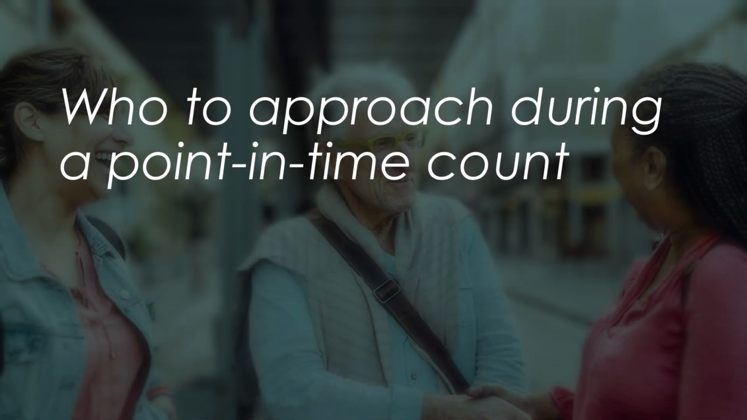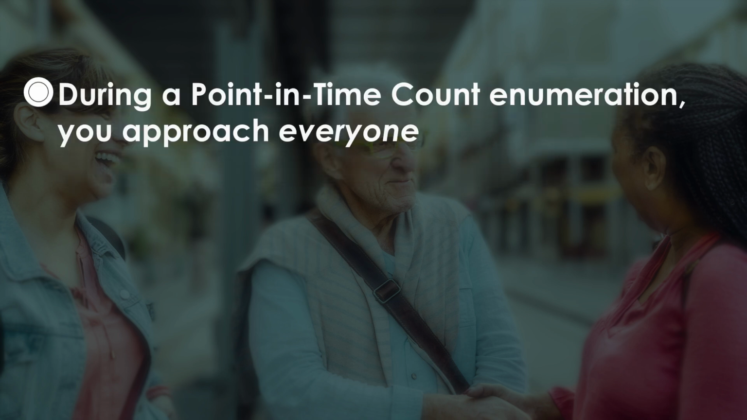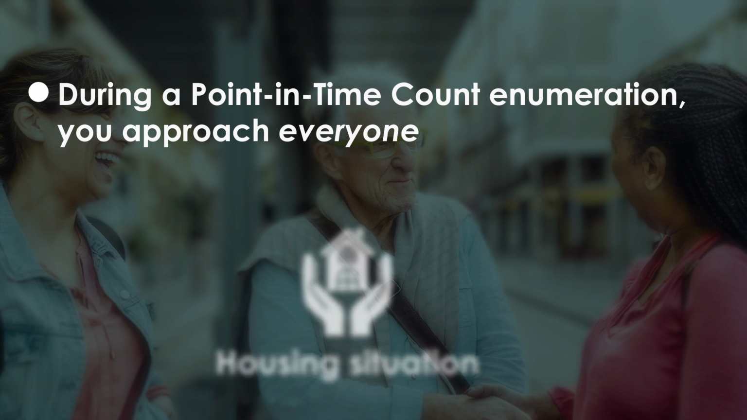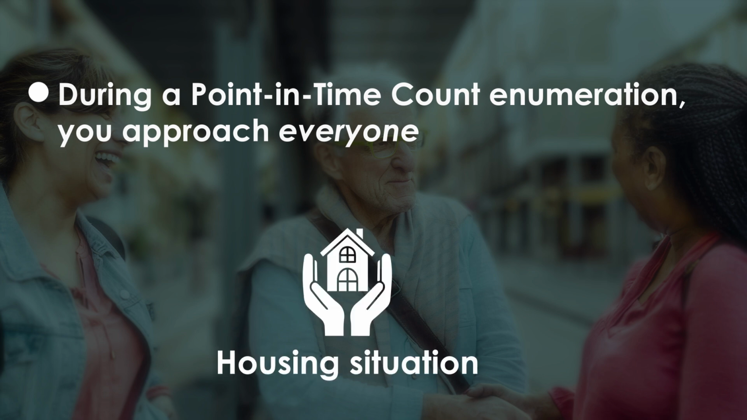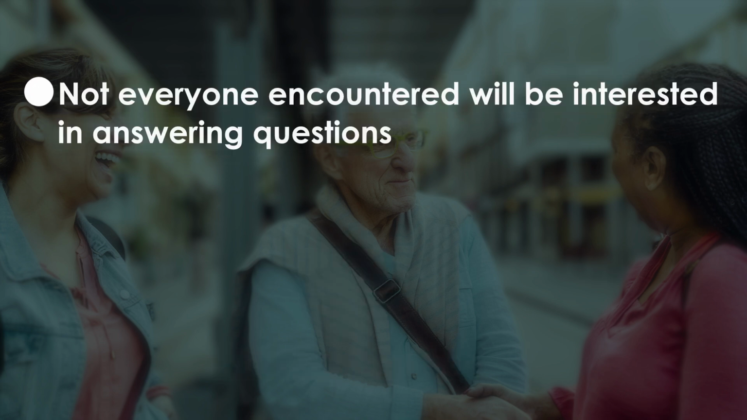Determining whether strangers are experiencing homelessness isn't always obvious. You may be wondering who you should approach. Should you rely on your first impression? Should you only engage with those who seem homeless? The answer is, during a point-in-time count enumeration, you approach everyone. Homelessness has many faces, and the best way to determine whether someone is experiencing homelessness is by asking them about their housing situation. Not everyone encountered will be interested in answering questions.